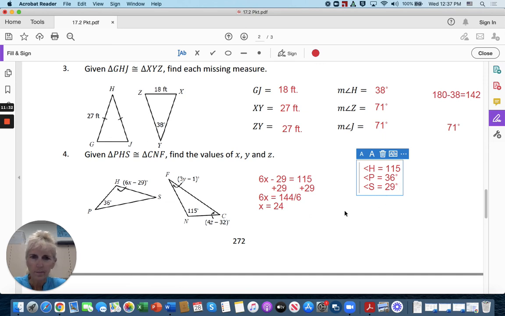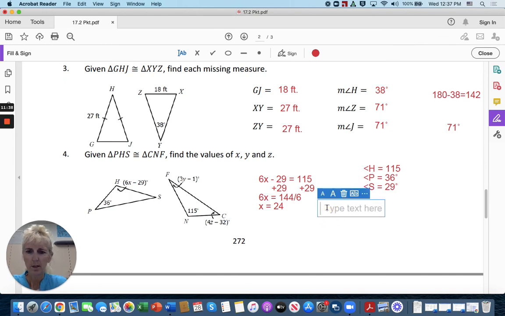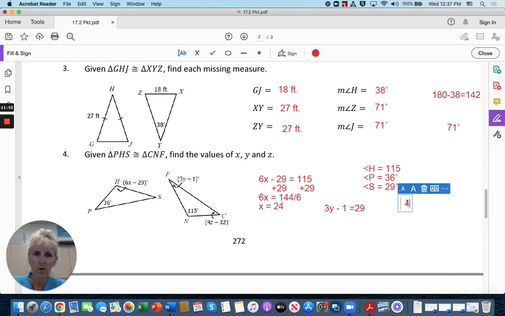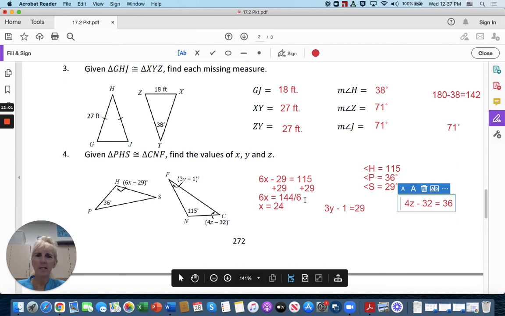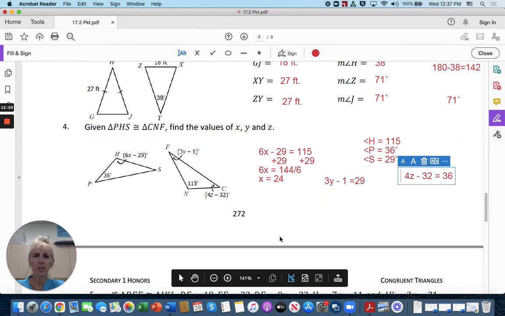Okay, we also need to make sure we know what y is. So then we set that up to 3y minus 1 equals, let's see, angle F was the same as angle S, 29. Okay, solve for that one. And then the last one, z minus 32 equals 36. Okay. Solve for y and z, and then you should be good. Good luck, students. You rock.